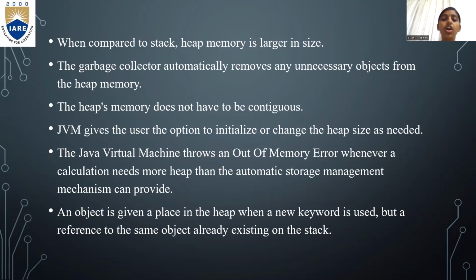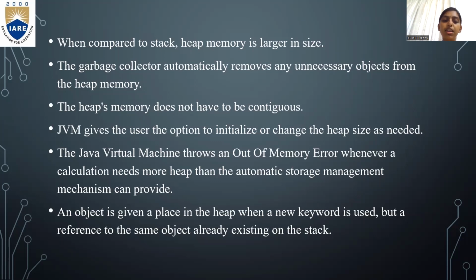The garbage collector automatically removes any unnecessary objects from the heap memory. The heap's memory does not have to be contiguous; it is not needed to be a continuous process. JVM gives the user the option to initialize or change the heap size as needed. The Java Virtual Machine throws an out of memory error whenever a calculation needs more heap than the automatic storage management mechanism can provide.